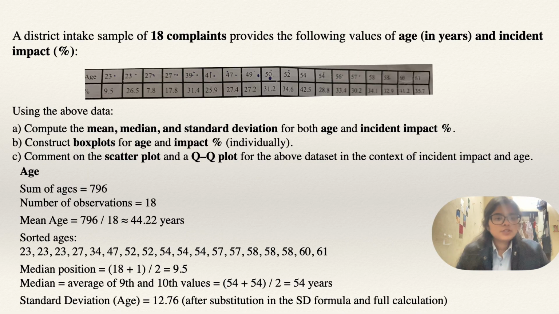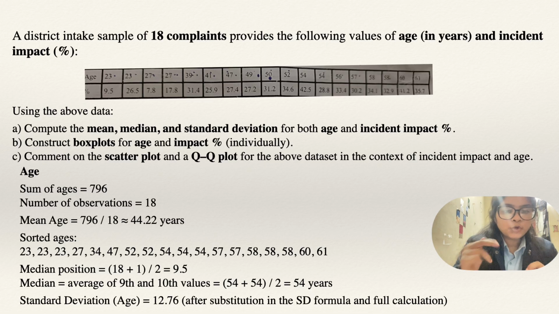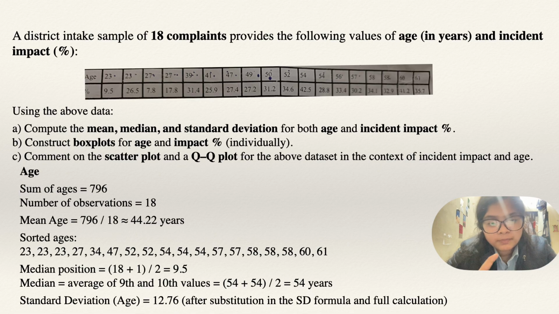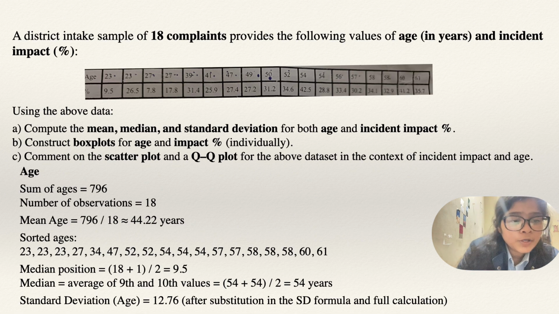Now we have the last question, which is question 4. A distinct intake sample of 18 complaints provides the following values of age and incident impact. There is a table with age and corresponding incident impact. Using the above data, we need to compute the mean, median, and standard deviation for both age and incident impact percentage. Construct a box plot for age and impact percentage. Comment on the scatter plot and QQ plot for the above data set in the context of incident impact and age. So first of all, answering the A subpart, we need to calculate statistics for age.